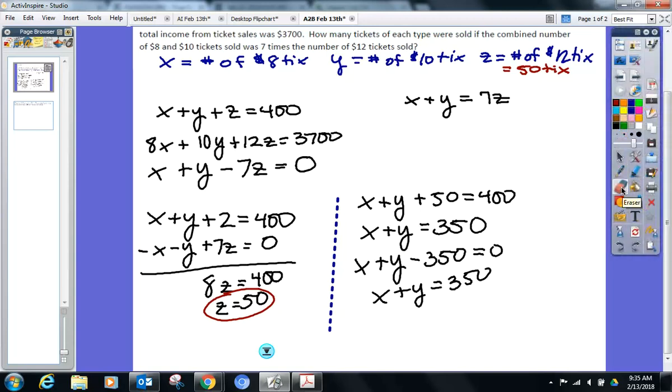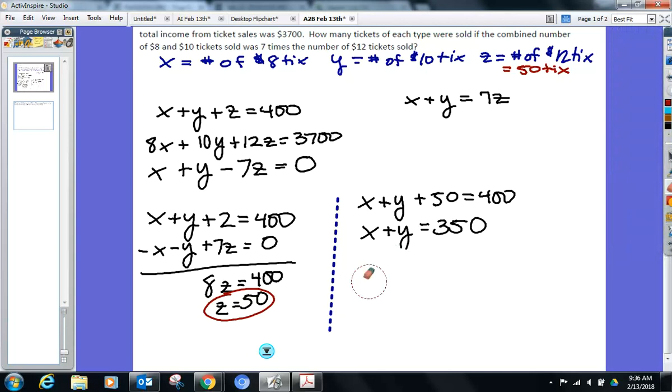When I plug 50 back into the first and third, I get the same equations out. That's not going to help me. Do we see that? Yes? No? That's not going to help me out. Okay, so don't plug it into the third one. Plug it into the second one now for me. Ready?